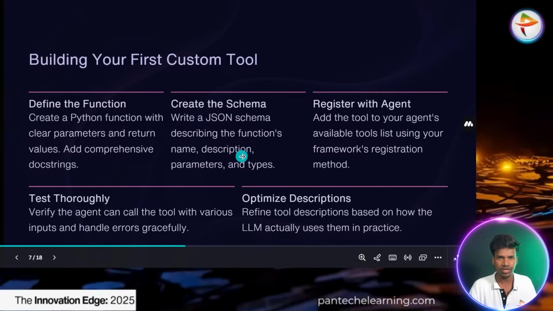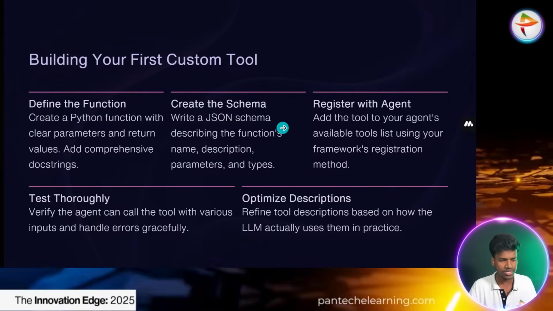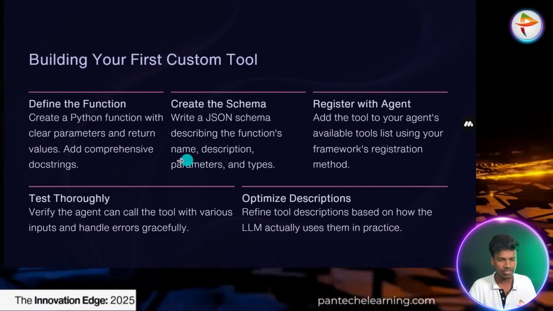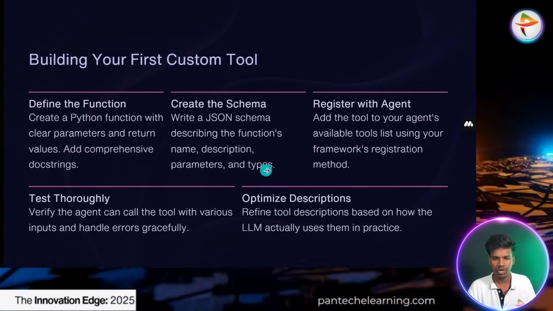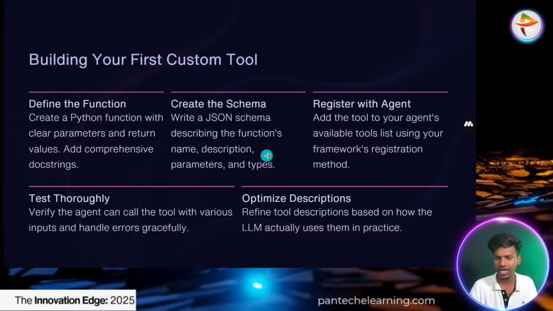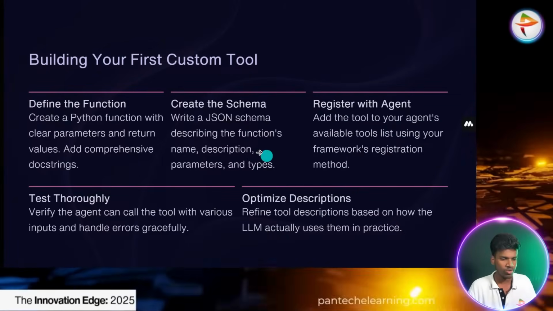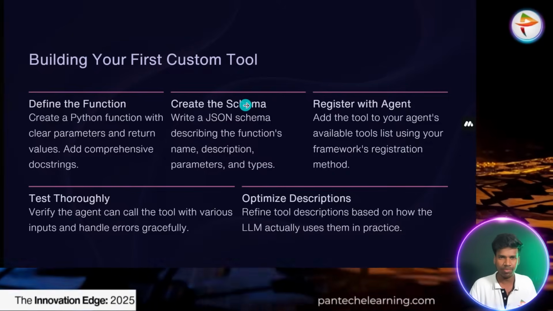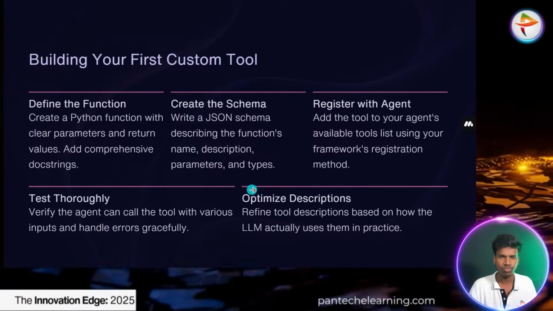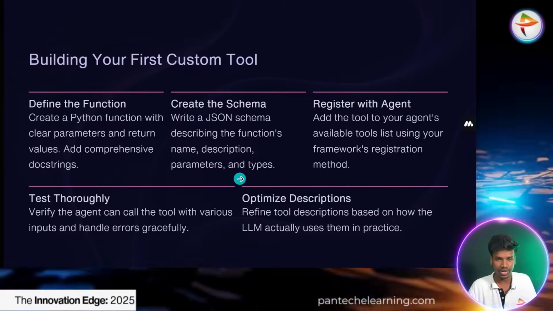So now it's based on the database, right? So write a JSON schema, describing the function's name, description, parameters and types. If anyone knows the basics of databases like SQL, MySQL, you can know about the schema, what is the schema, what is the JSON, and why we can use this. So like that you can try to understand.